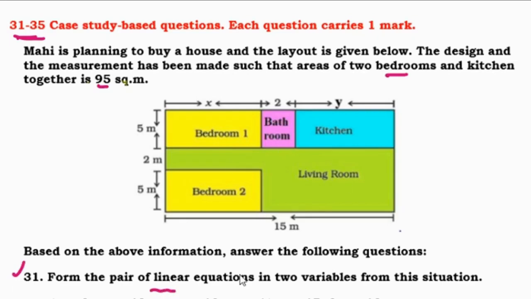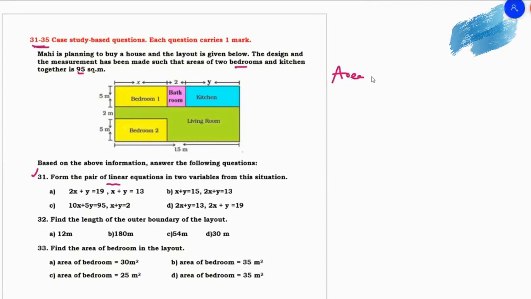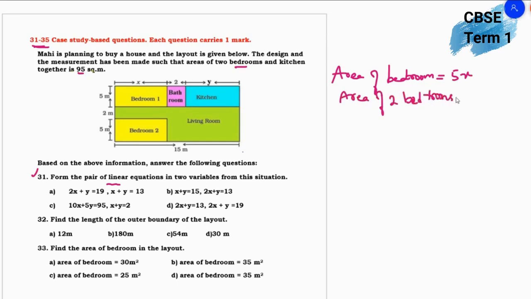To form the pair of linear equations, we have to take the conditions given in the question. So what is the area of bedroom, students? Area of bedroom is equal to length into breadth. Here length is given as x and breadth is given as 5. So 5 into x is the area of bedroom. There are 2 bedrooms in this layout. Area of 1 bedroom is 5x, so area of 2 bedrooms is 5x plus 5x, which is 10x.